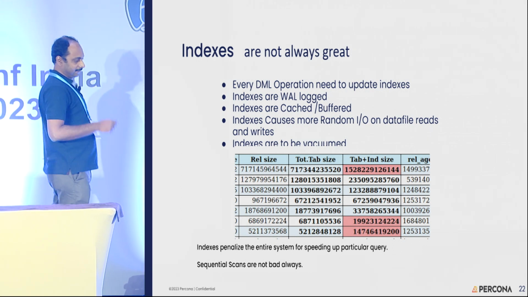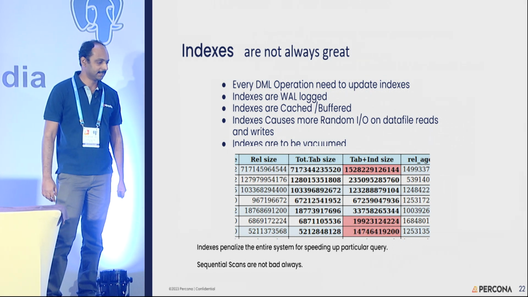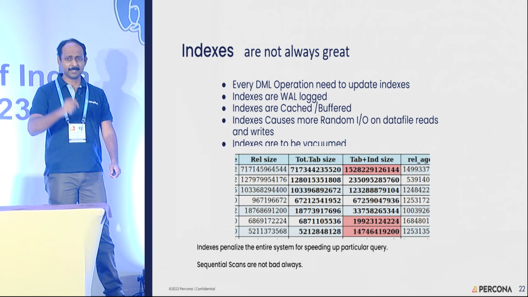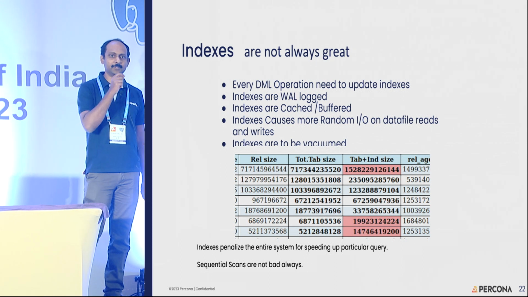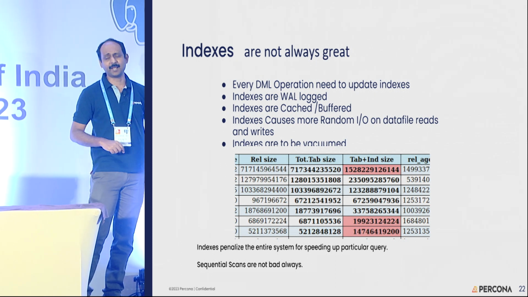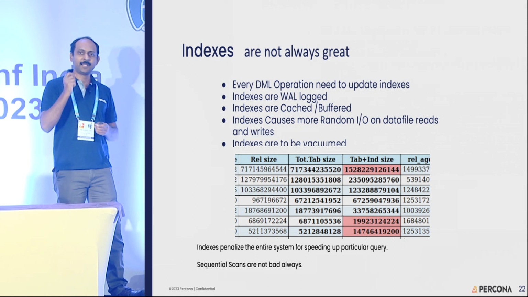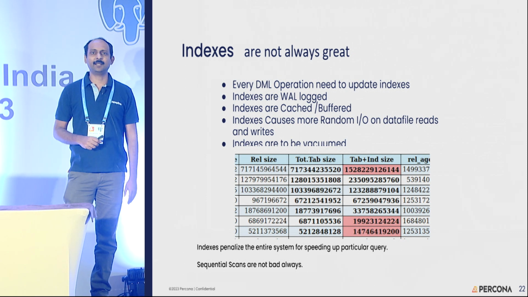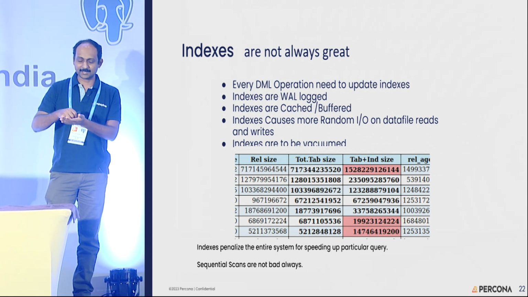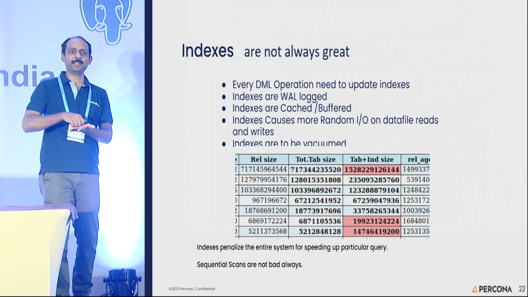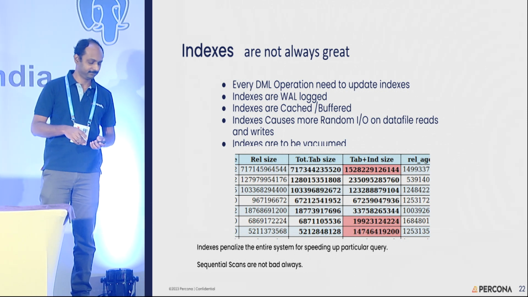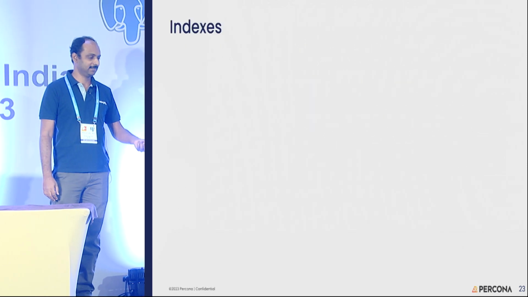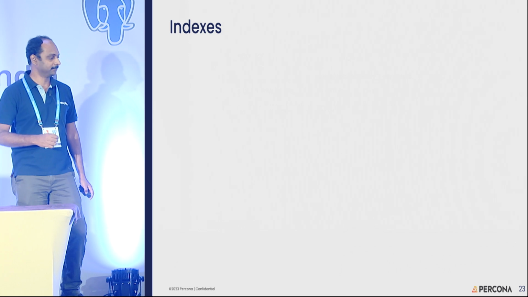So the key point we should remember is that sequential scans, table scans, are not always bad. Unless there is a specific need to improve certain queries, we don't have to take all this penalty. Basically, when we create an index, we are saying that we can penalize the entire system, but I have a business case where this particular query's speed is more important for me. If that is the case, then create an index. Otherwise, the indexes are more costly.